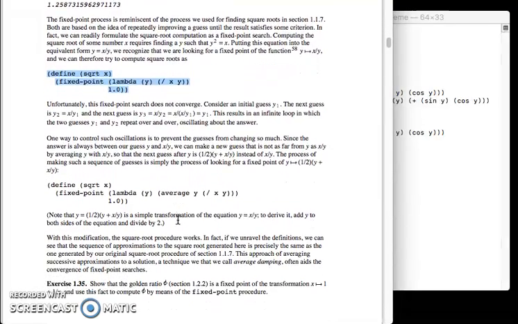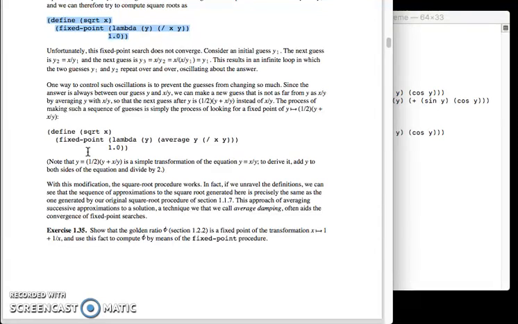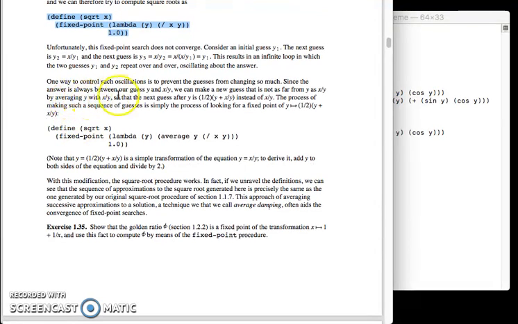Unfortunately, this fixed point does not converge. Consider an initial guess y1. The next guess is y2, x divided by y1, and the next guess is y3, and so on. This results in an infinite loop in which two guesses, y1 and y2, keep oscillating about the answer. One way to control such oscillations is to prevent the guesses from changing so much. Since the answer is always between our guess y and x divided by y, we can make a new guess that is not as far from y by averaging y with x divided by y, so that the next guess after y is 1/2 of y plus x divided by y instead of x divided by y.